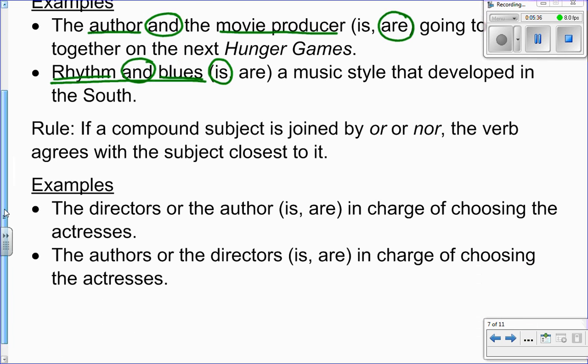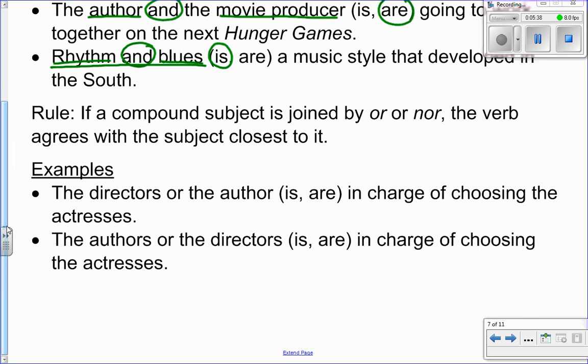Now, the second half of the rule about compound subjects is that if a compound subject is joined by or or nor, the verb agrees only with the subject closest to it. So another way to think of this is that when you see or or nor, ignore everything before. I'll repeat that in case you want to write it down for a tip. If you see or or nor, ignore everything before.